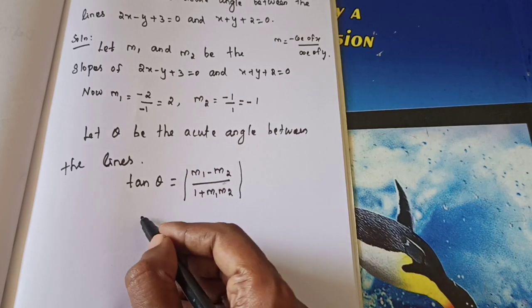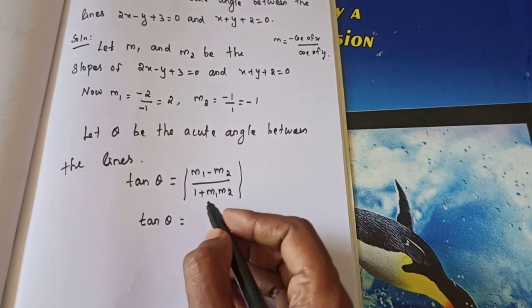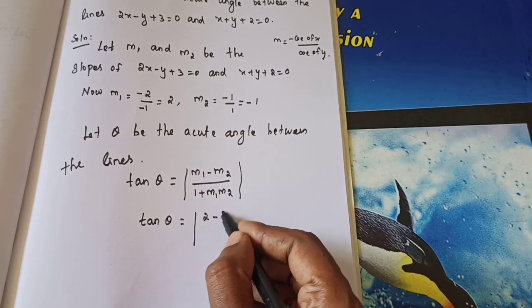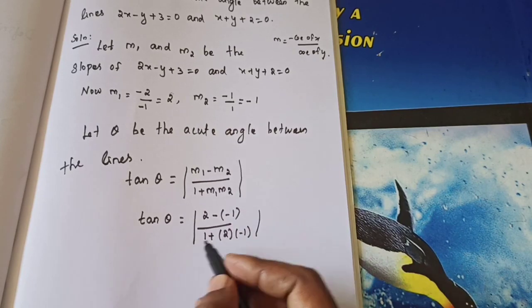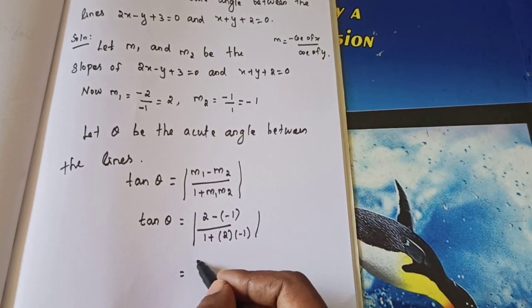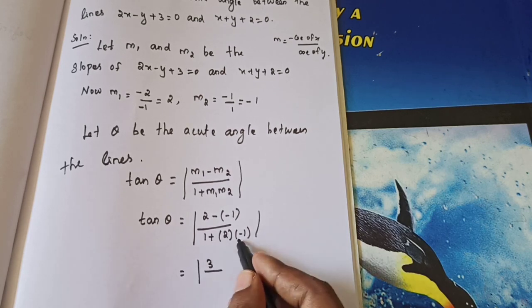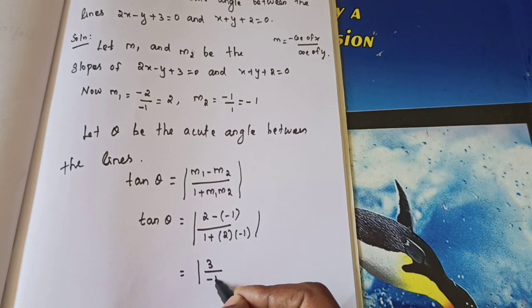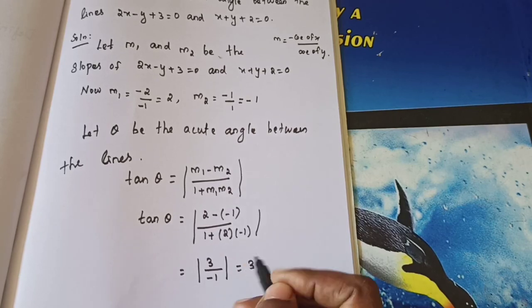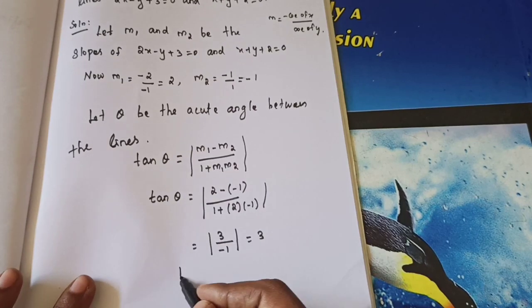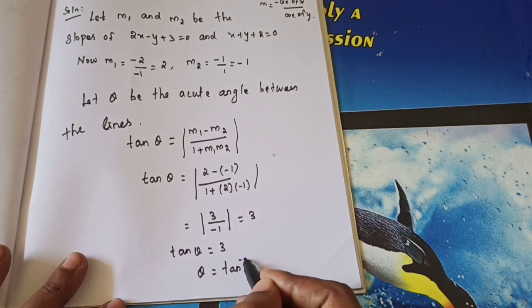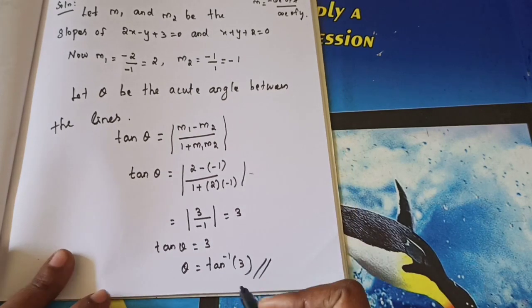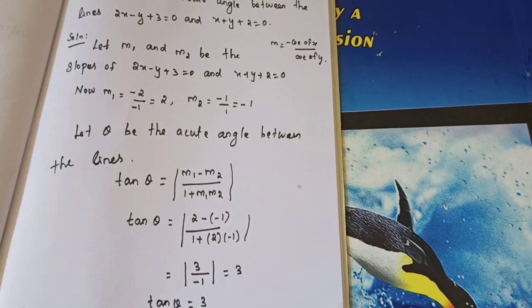Okay, so now substitute in this formula. Tan theta is equal to modulus of (m1 minus m2), that is 2 minus of minus 1, divided by 1 plus 2 into minus 1. So that's 2 plus 1, what's the value you get? 3. Divided by 1 minus 2, what's the value you get? Minus 1. Inside the modulus, we take the positive value. Is it right? So tan theta is equal to 3. From that, theta is equal to tan inverse of 3. So this is the answer. Understand, students?